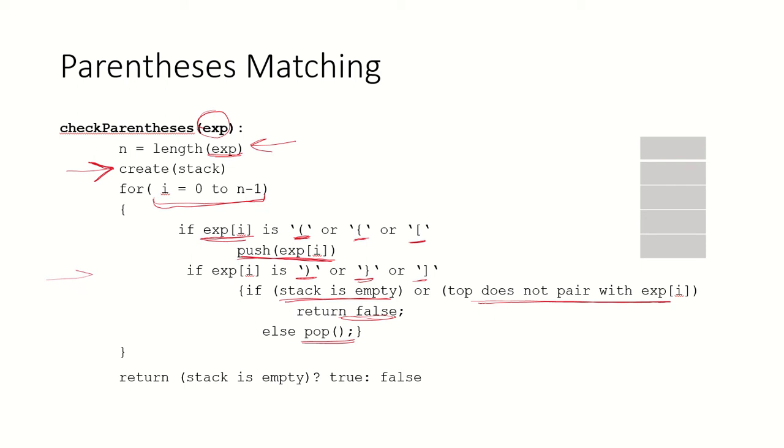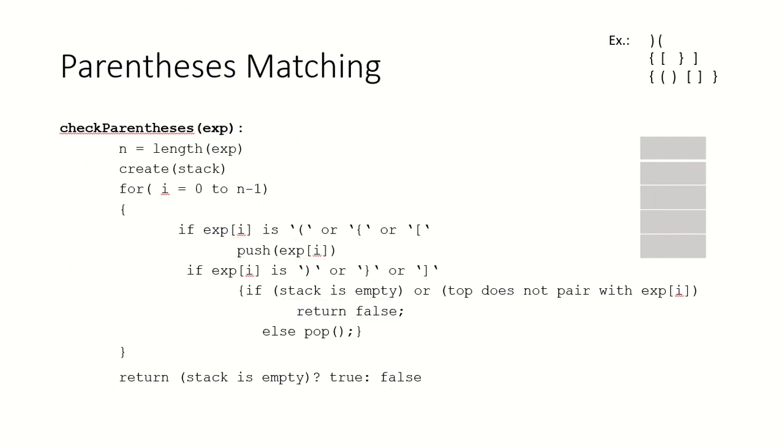After we have scanned the whole expression, we will check whether the stack is empty or not. If it is empty, that means our parentheses were balanced. If not, if there are still some braces remaining in it, that means the parentheses were not balanced. So let's take an example over here.